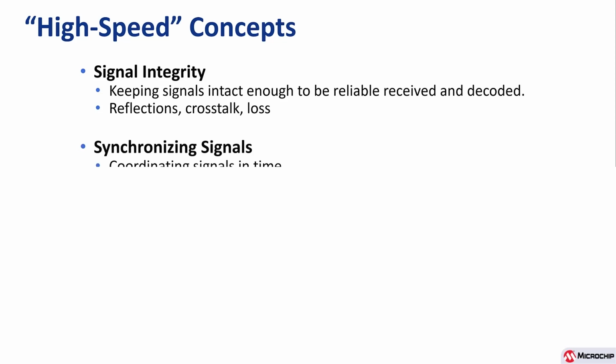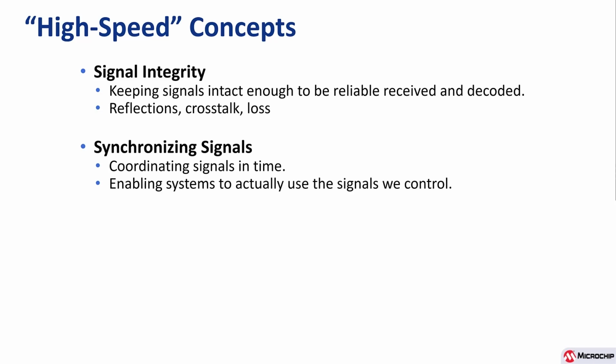Synchronizing signals. This is coordinating signals in the time domain, making sure that signals arrive at their destinations when they're supposed to. Clock matching is a typical example of something that we're going to use synchronizing signals on. Also, bus length matching so that an entire bus's signals all arrive at the same time. So we're trying to enable systems to actually use the signals we control at the time it expects to see them. EMI, electromagnetic interference. This could either be going out or coming back in to your system. Either way can be so bad that it'll prevent your product from shipping. So sometimes you have to be very careful.